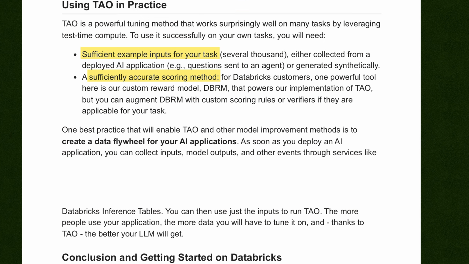At the end of the day, if you want to use test-time adaptive optimization in practice, the only requirements are, first of all, a way to have access to a sufficient number of example inputs. Again, outputs are not necessary here. On the scale of over several thousand would be good. And then a sufficiently accurate scoring methodology, which again could be anything like LLM as judge or process reward models or whatever. They are using DBRM here, and essentially that is getting a lot of good results for them.